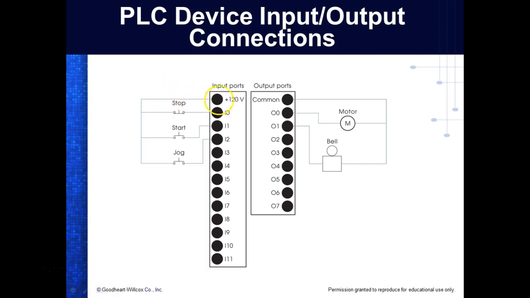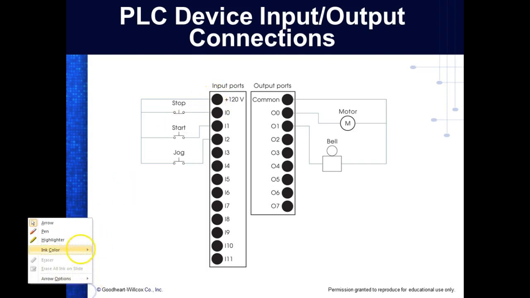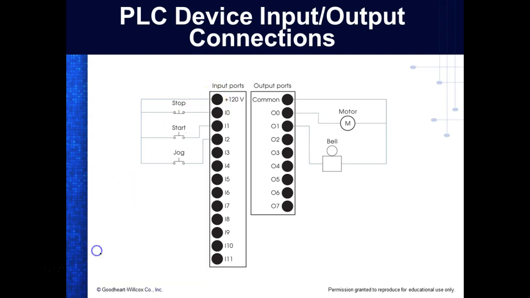This is not right because they're getting the common right here. That's not true. The common is going to come from some power supply somewhere, right? So this would be, depending on what we're doing. So that right there would be what? So my inputs would be sourcing or sinking.